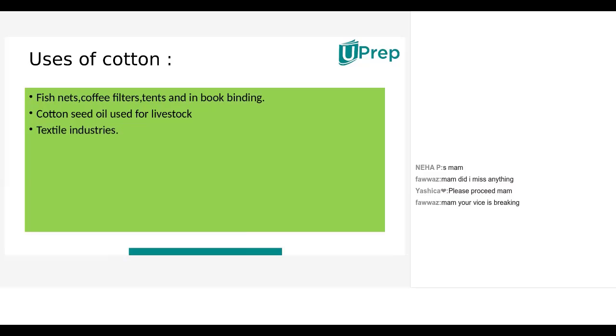Yes or no? When we go with cottonseed oil, we feel we are using something different, and we are habituated to one kind of flavor in our diet. So this is something different. So cottonseed oil is mainly used for livestock.